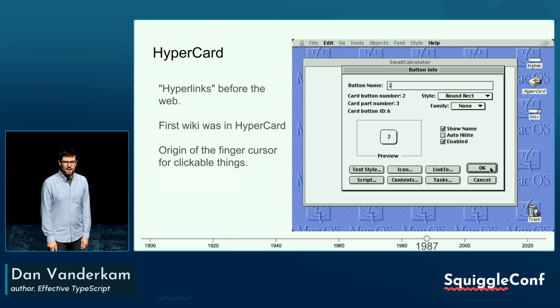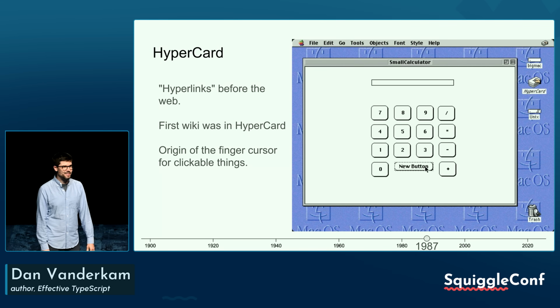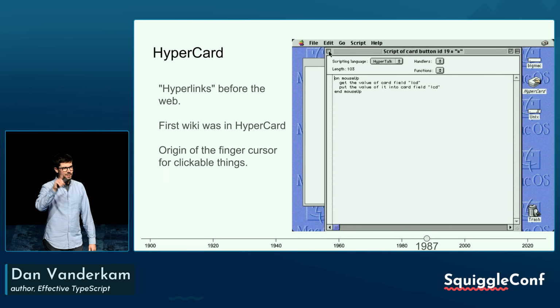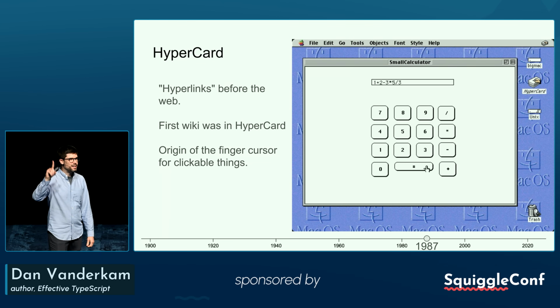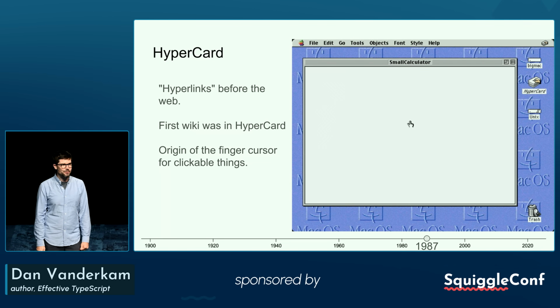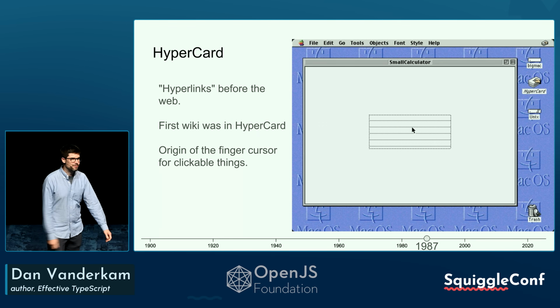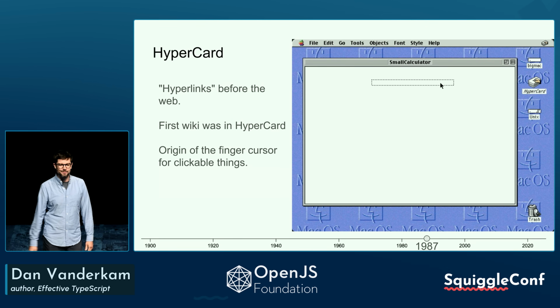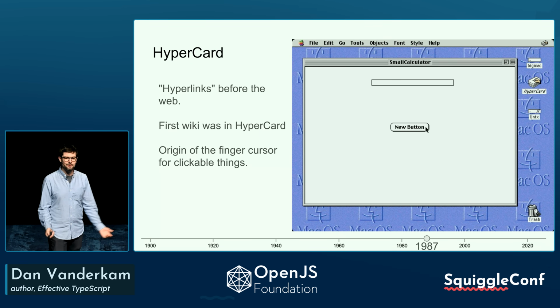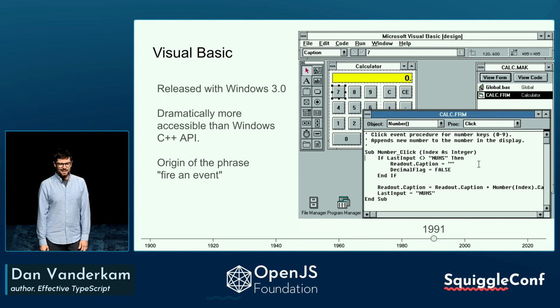So yeah, there's a lot of things from HyperCard that are still with us. Like how your cursor turns into a finger when you mouse over a link in a web browser, that is a holdover from HyperCard. That's where that came from. And apparently the first wiki was also made in HyperCard.